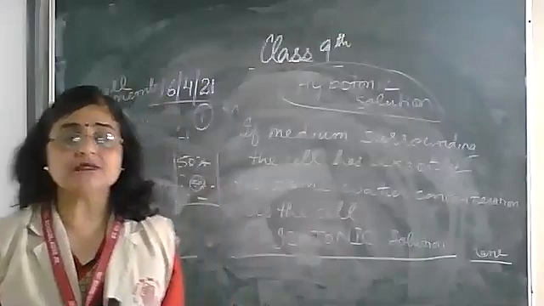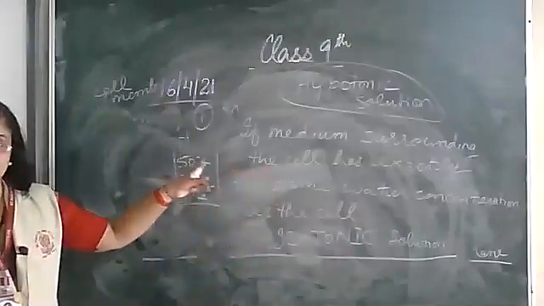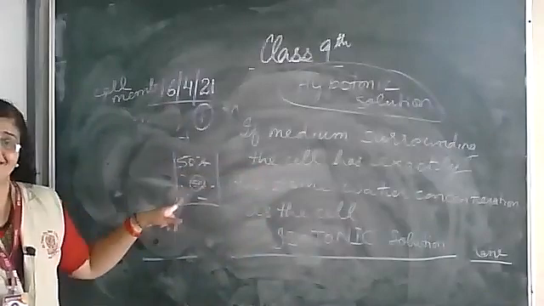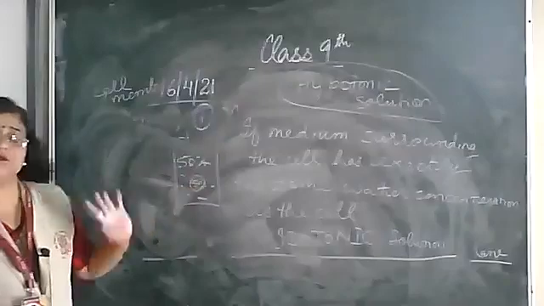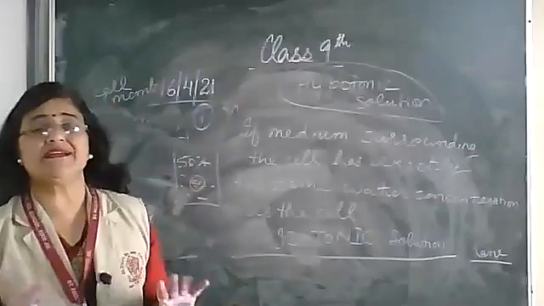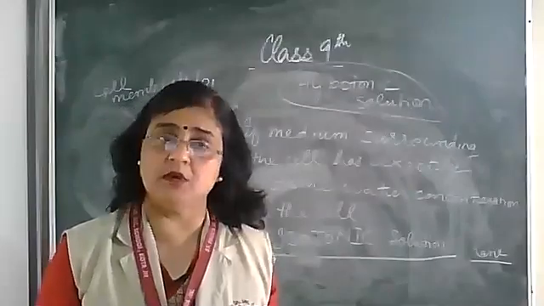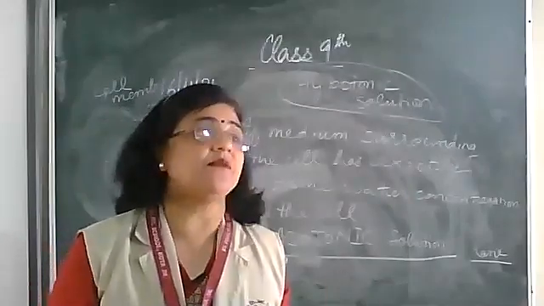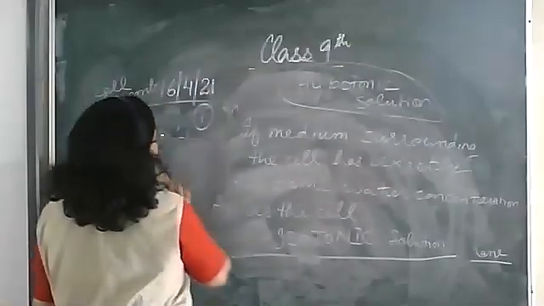Isotonic solution. If the medium surrounding the cell, that is this beaker, has a water concentration of 50%, and in the cell it is also 50%, then there is no exchange. Neither will water go into the cell nor will any water come out of the cell. So this type of solution is called an isotonic solution.